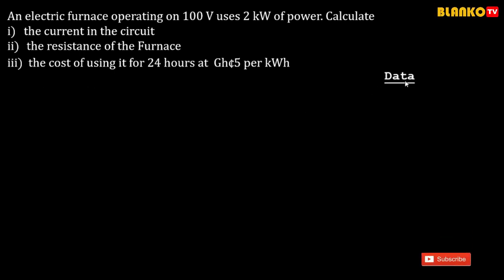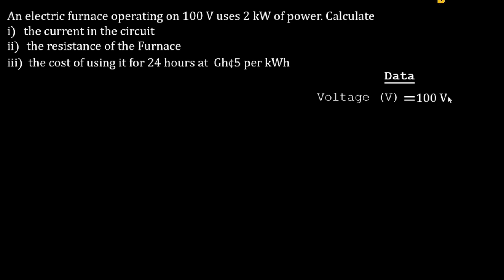So first of all, let's write our data down. So we have voltage V, and it's equal to what? 100 volts. Then we have power P, that is also equal to what? 2 kilowatts. So we move on with the solution.